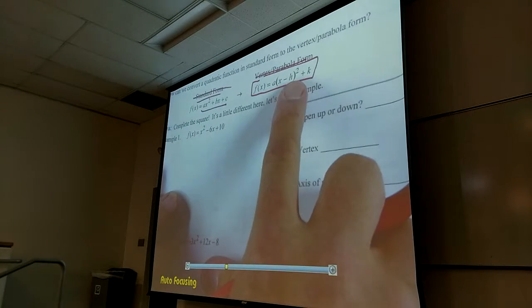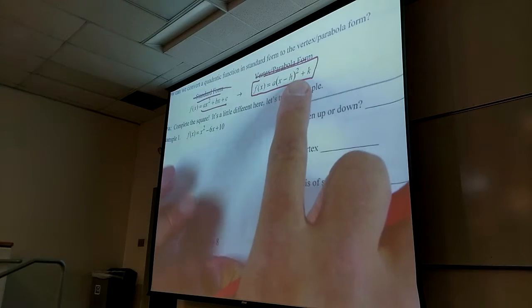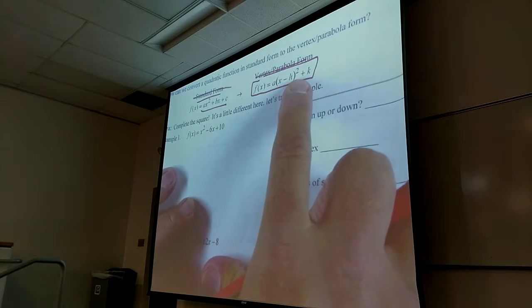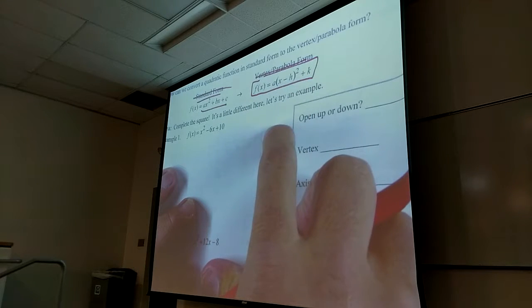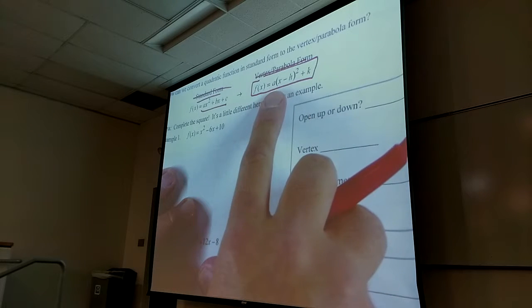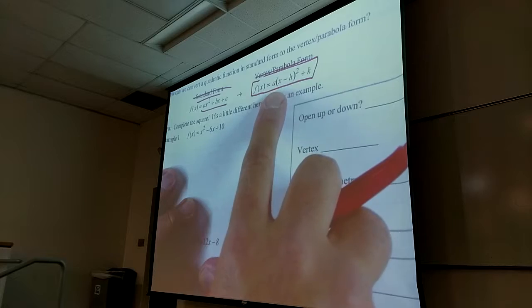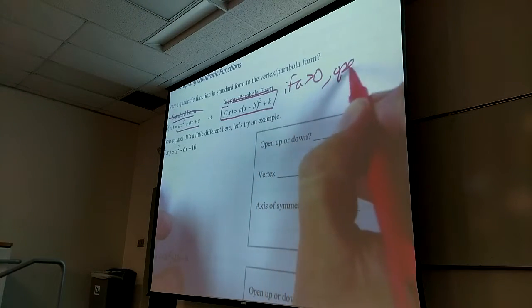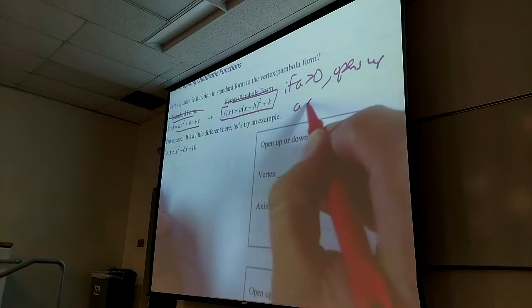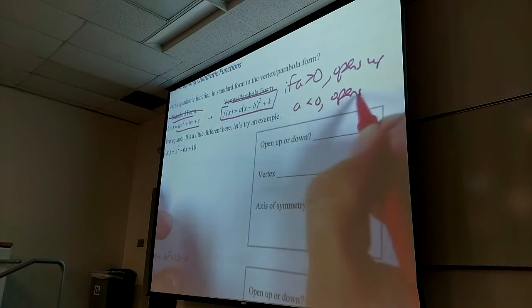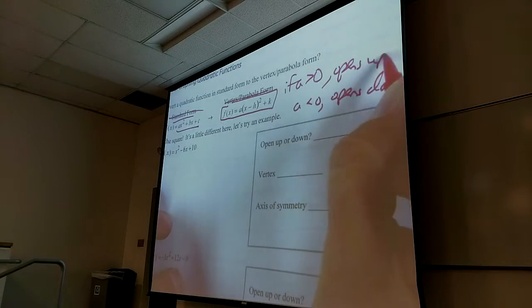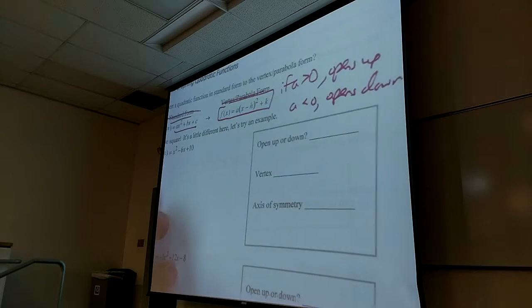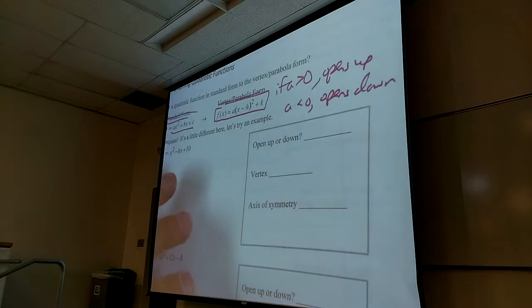Looking at this, how would you know if it opens up or down? What would you need to know? If A itself is negative or positive. So if A is positive, it opens up. A negative, it opens down. True. A positive up, a negative down.